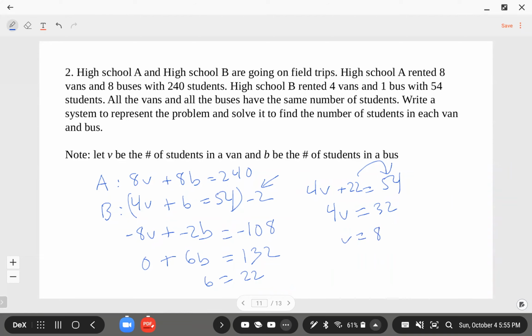Okay, so each van can hold 8 students, and this is pretty reasonable, right?